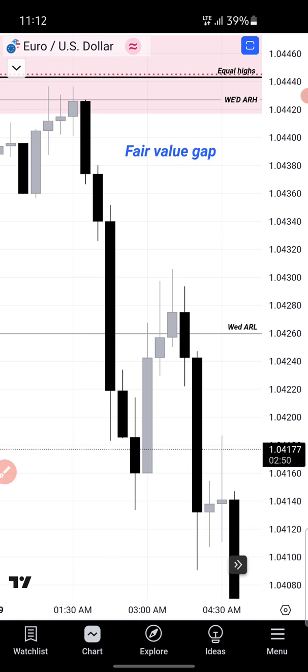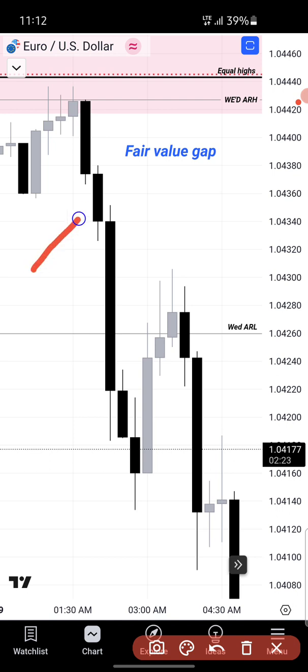The strategy is no other strategy but the ICT fair value gap. Now, this strategy involves three consecutive candles. I'm going to be sharing an example in my chart right here on TradingView. Now we're going to pick a fair value gap here, which is 1, 2, and 3.